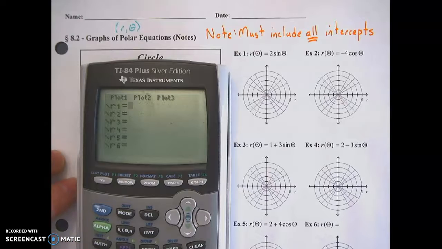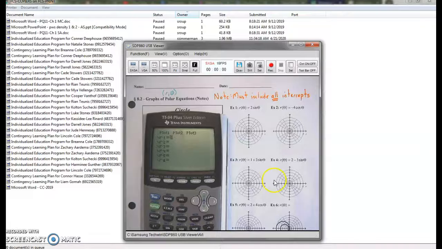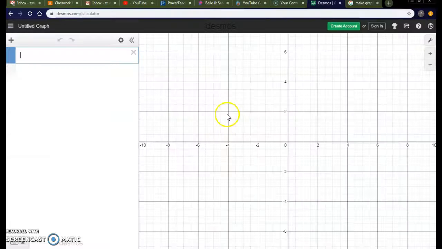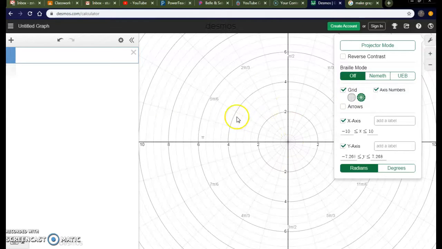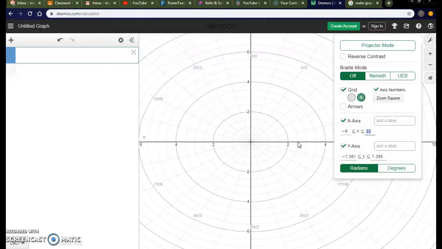Then I would type in the equation, but I want to set up Desmos first. If you don't have your graphing calculator and you need to use Desmos, over here, this little wrench is your settings. In here, you want your grid on, but you want to change it from a normal grid to the polar grid. So there are all of our circles. I like to include the axis. For our purposes, 6 is about as far as you need to go.